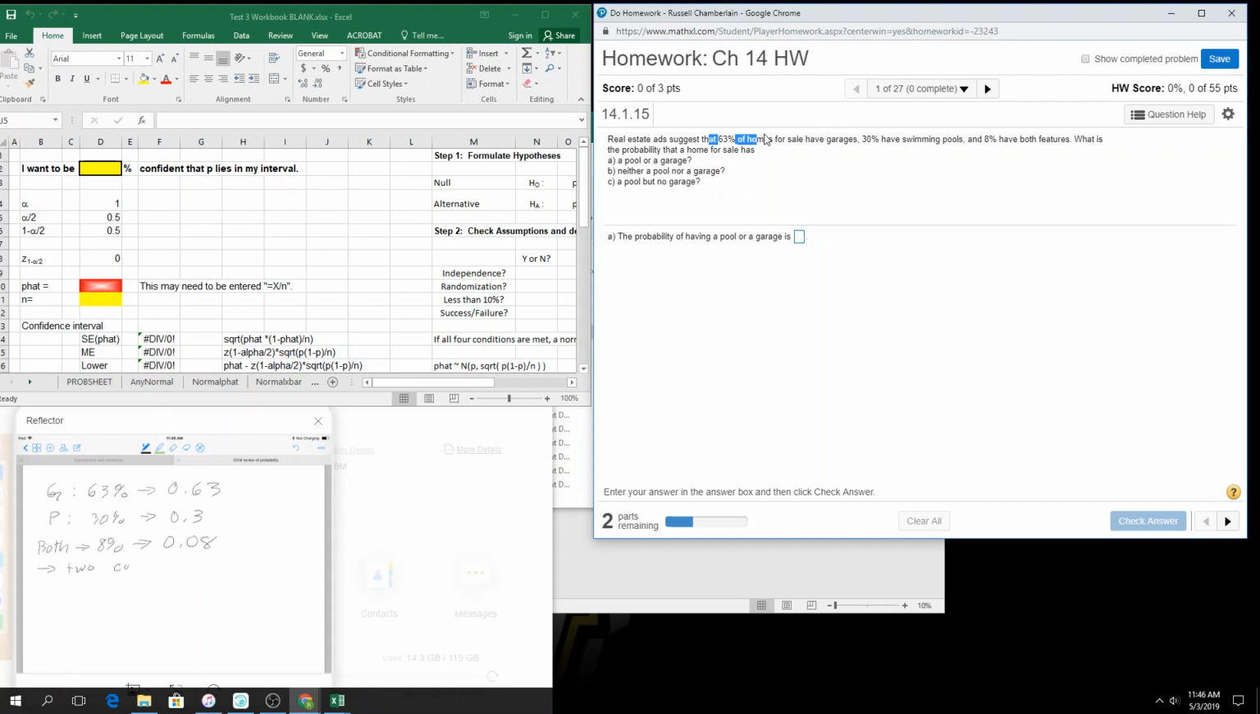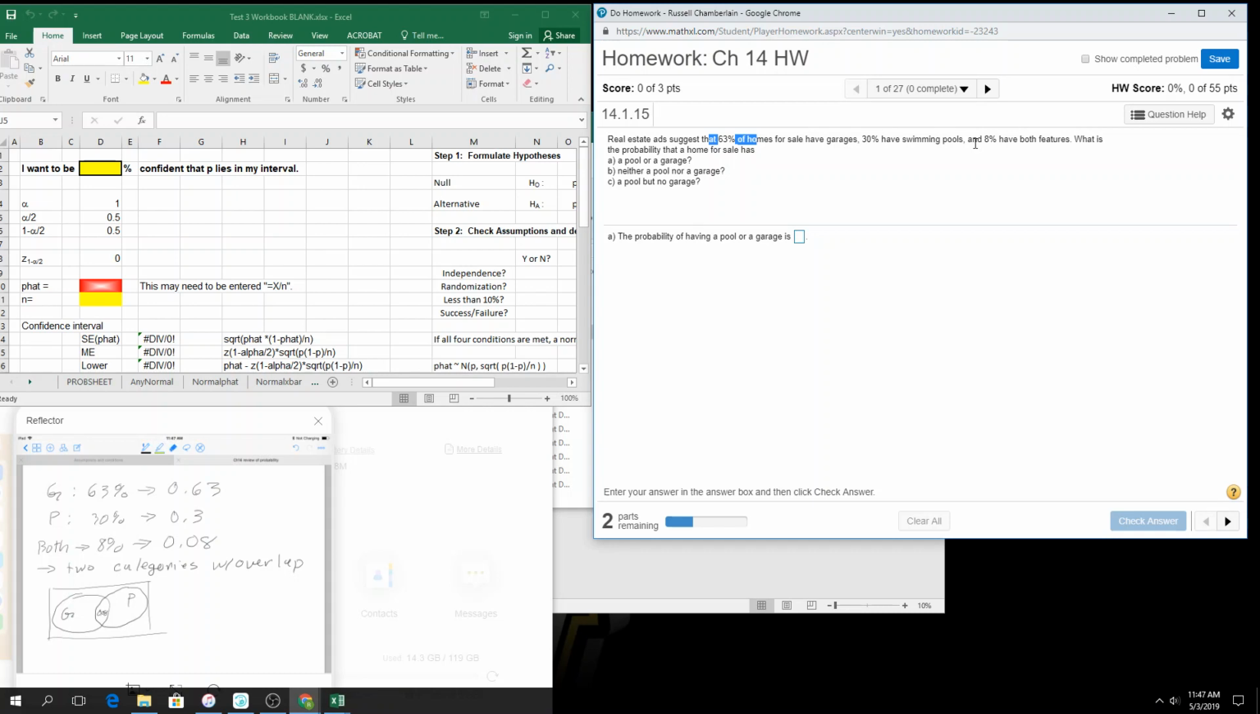So whenever you're given a situation like this where I have two categories with overlap, what you need to do is draw a Venn diagram. So here's the universe, and here's garages, and here's pools. Right, and here's the overlap. The overlap is 0.08.